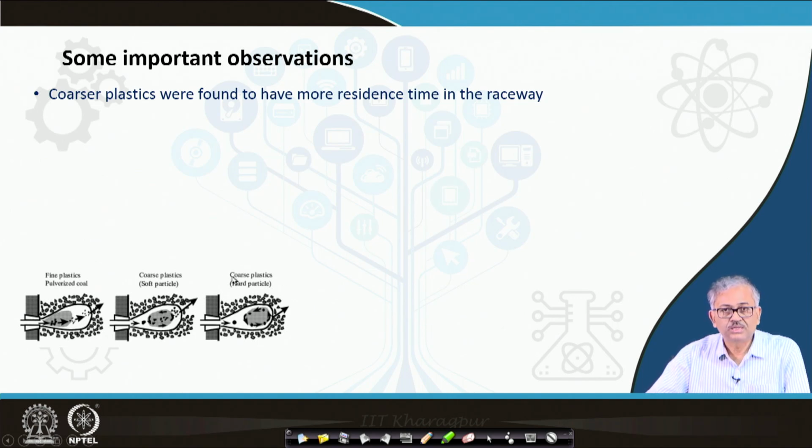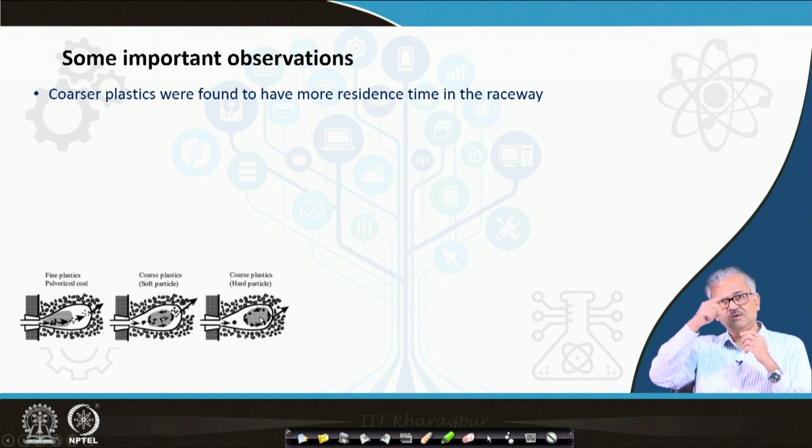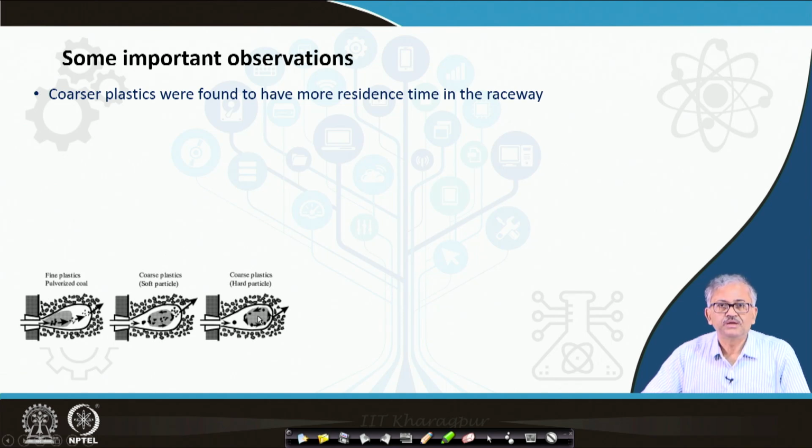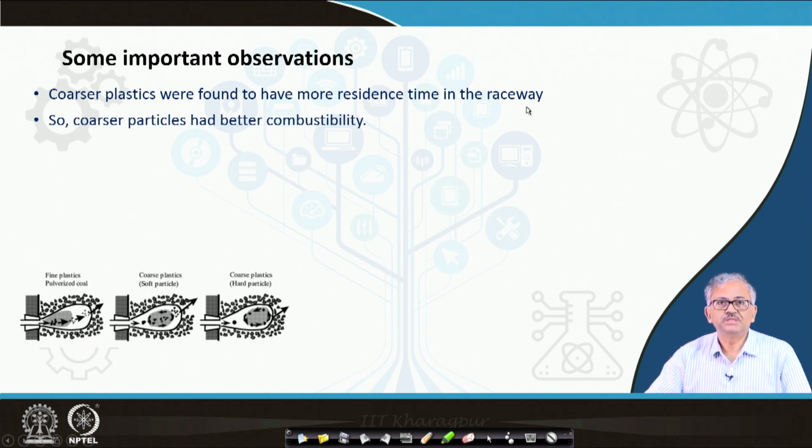And the coarse plastic and the hard plastic, that is the shredded plastic, hard shredded plastic, they are basically entrapped inside the raceway, and they move in a circulation. They put up in a CSTR type of thing, that is they put up in a circulation loop, right. As a result their residence time is much higher, so their burning characteristic is better, they burn more. That is why the coarser plastic was found to have more residence time in the raceway.